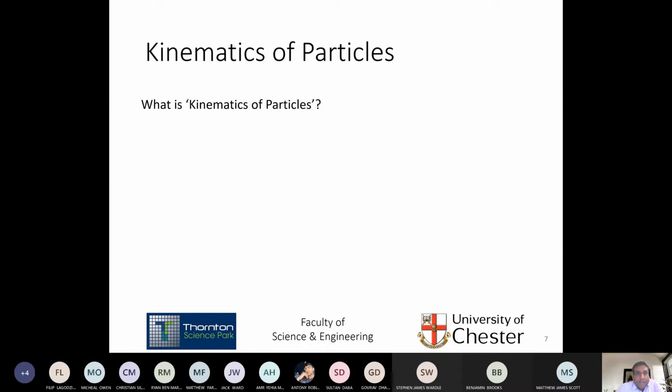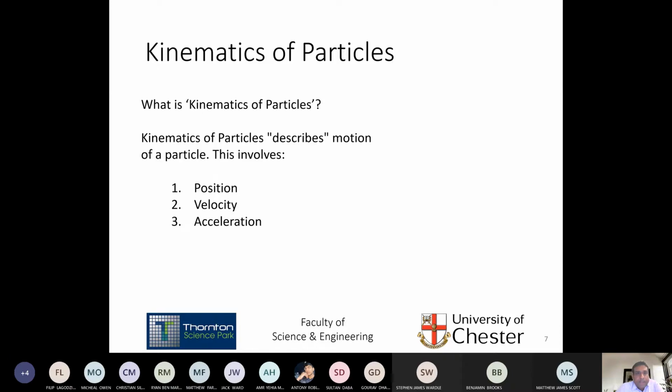So at level 4, we studied kinematics of particles. Kinematics of particles essentially describes motion of a particle. This involves position, velocity, and acceleration. So 3 quantities. Velocity is nothing but the derivative of position, whereas acceleration is the derivative of velocity, and hence it is the second derivative of position.